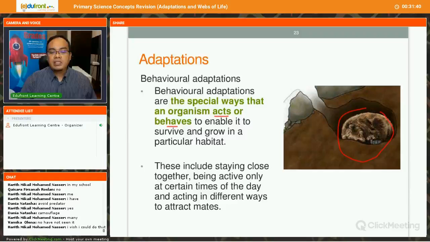Now, after winter, when summer comes, they will wake up and go out and look for food. All right, so the cycle goes on that way.